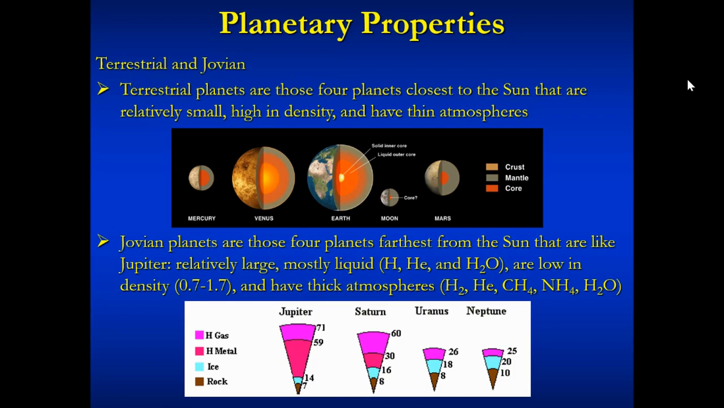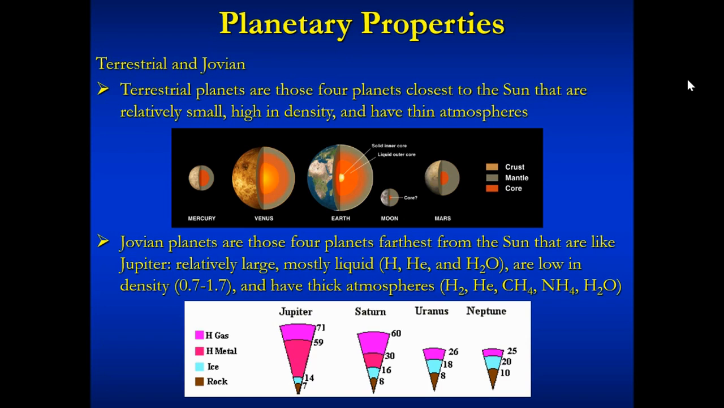The Jovian planets, in contrast, are the four planets farthest from the sun, and they look like Jupiter. They're relatively large, mostly gas and liquid and some ice. They're low in density as a result, anywhere from 0.7 to 1.7. And they have thick atmospheres, lots of gases like hydrogen and helium, some methane, and others. It's of note that the Jovian planets are much larger than the terrestrial planets. Jupiter and Saturn are often referred to as the gas giants, and Uranus and Neptune are referred to as the ice giants.